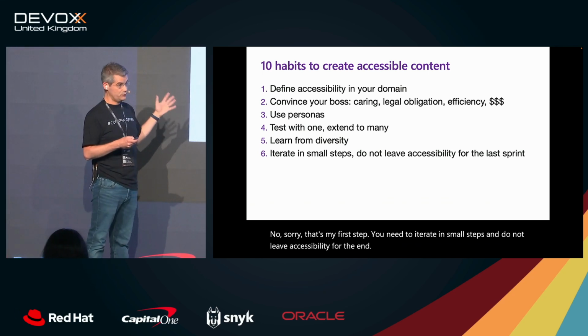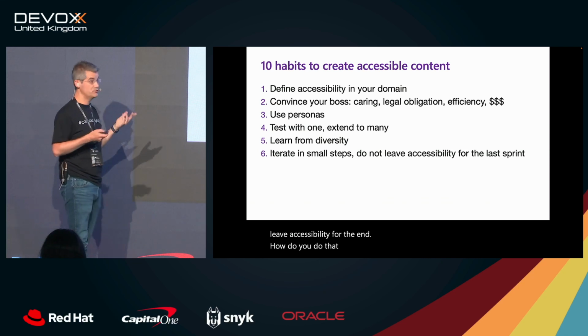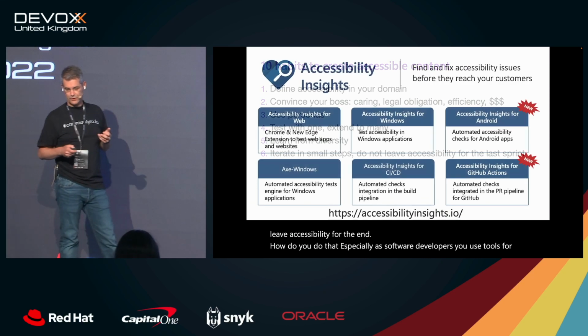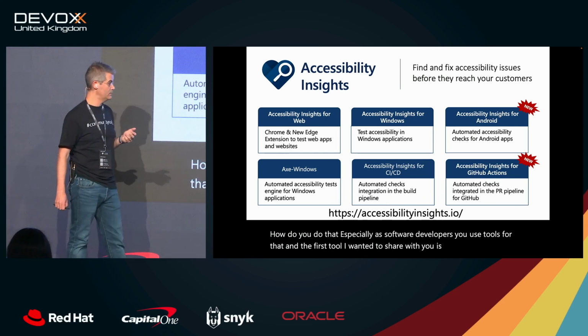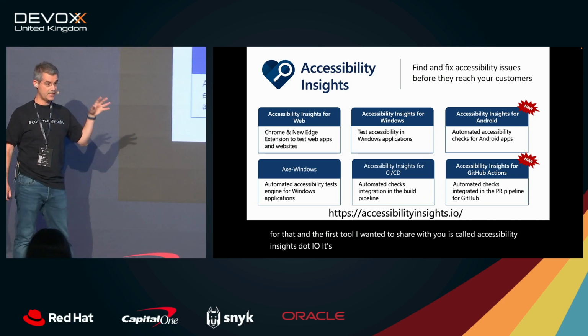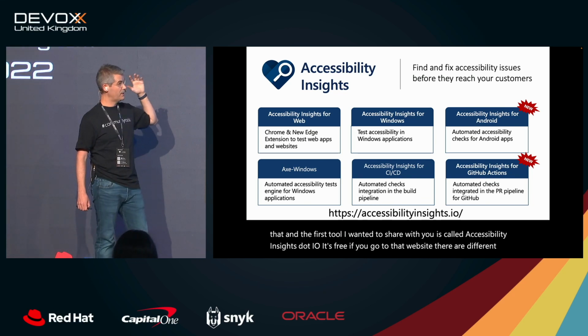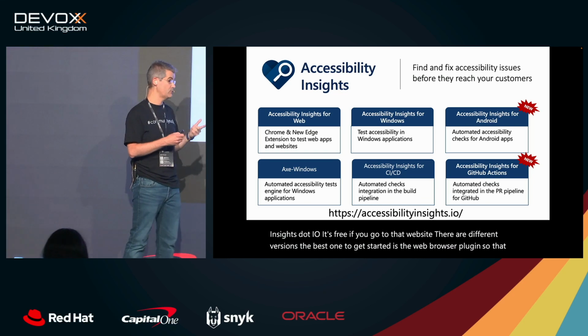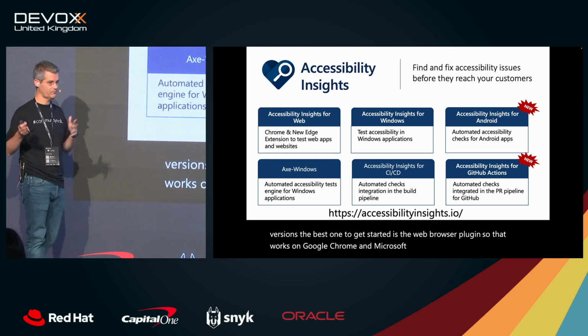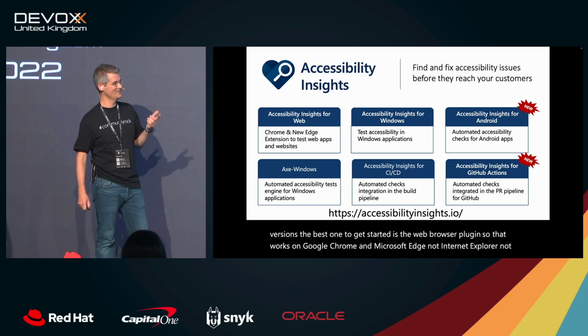Now, how do you do that, especially as software developers? You use tools for that. And the first tool I wanted to share with you is called Accessibility Insights dot io. It's free if you go to that website. There are different versions. The best one to get started is a web browser plugin. So that works on Google Chrome and Microsoft Edge, not Internet Explorer. It's not the market share. Not enough market share.